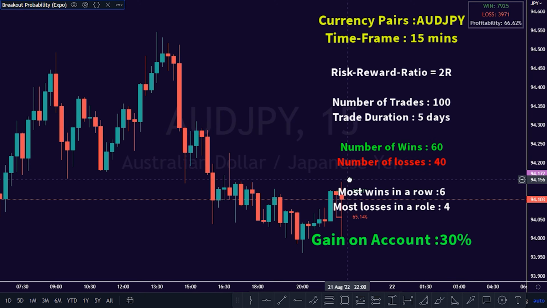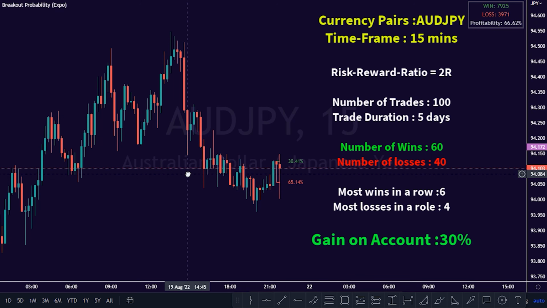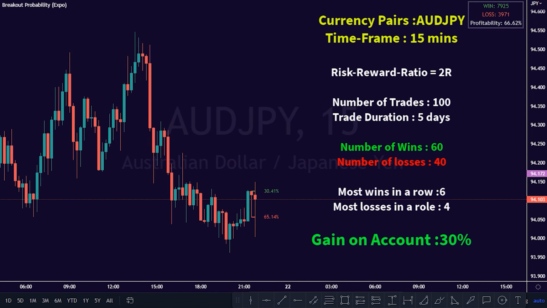Here are my 100 times back-tested trading results in a row based on this breakout probability indicator trading concept on the Australian dollar, Japanese yen. I implemented a 2 risk to reward ratio. That was on 100 trades for 5 days. I got 60 wins and 40 losses.